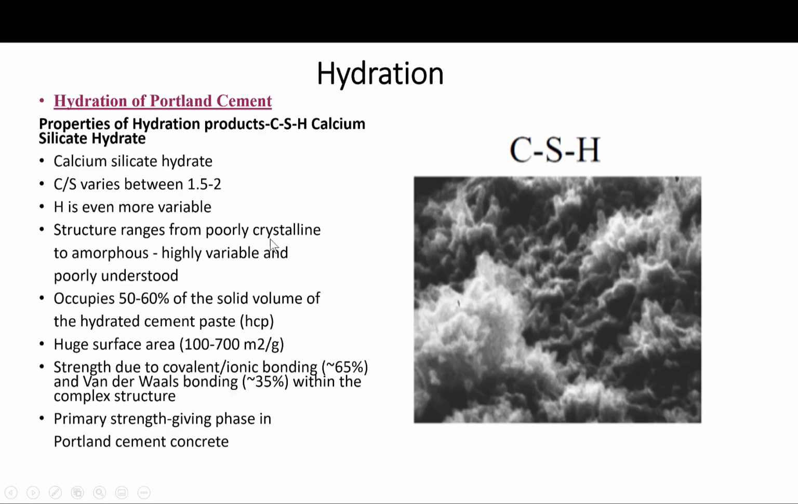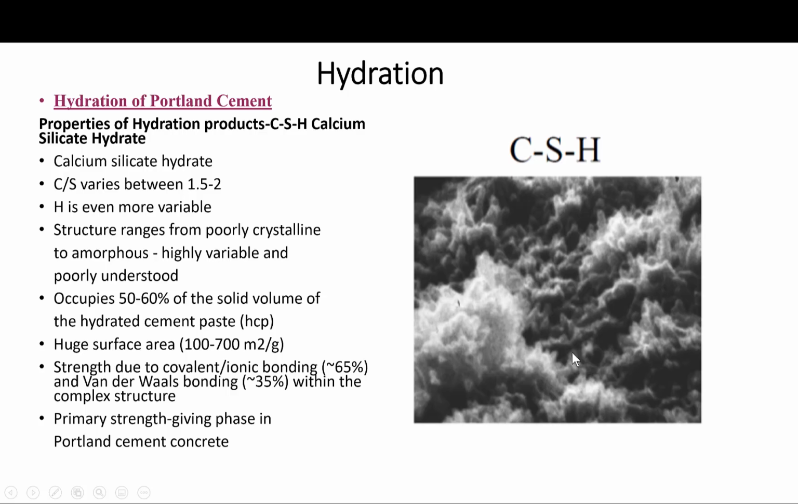Here on this slide, I summarized the properties of the calcium silicate hydrate product. As you can see, what I just mentioned is summarized here, where the strength comes from: covalent and ionic bonding, and also van der Waals bonding. This is the primary strength-giving phase in Portland cement concrete. So that's why we care about this product so much, because it's what contributes to the strength of the concrete.